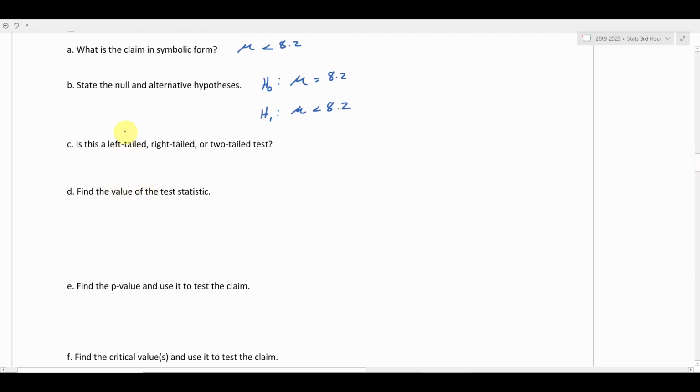All right, so they want to know, is this a left tail, right tail, or two tail test? So we look in the alternate hypothesis to identify that. Since it's a less than situation, we're looking at the alternate being the mean is less than 8.2. This is a left tail test.